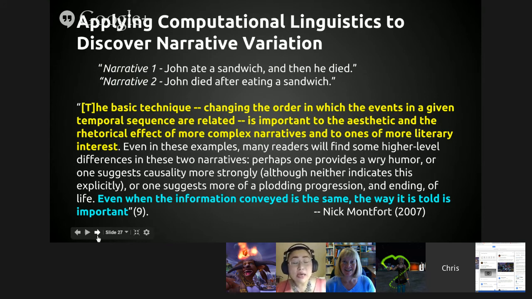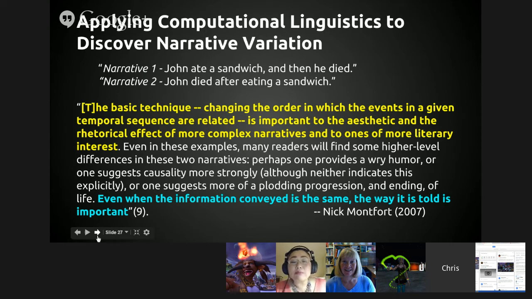So here's what he says. The basic technique, changing the order in which the events in a given temporal sequence are related, is important to the aesthetic and the rhetorical effect of more complex narrative and to ones of more literary interest. So rhetoric, you know, is expression and how you persuade, how you use language to persuade others through artistic means, visual means, and so forth. So that's what rhetoric means.